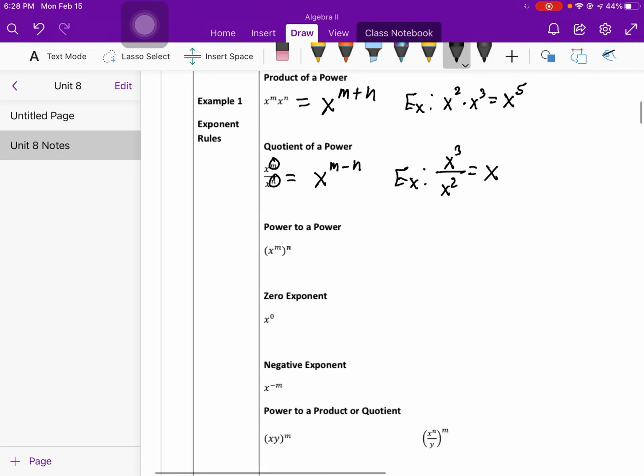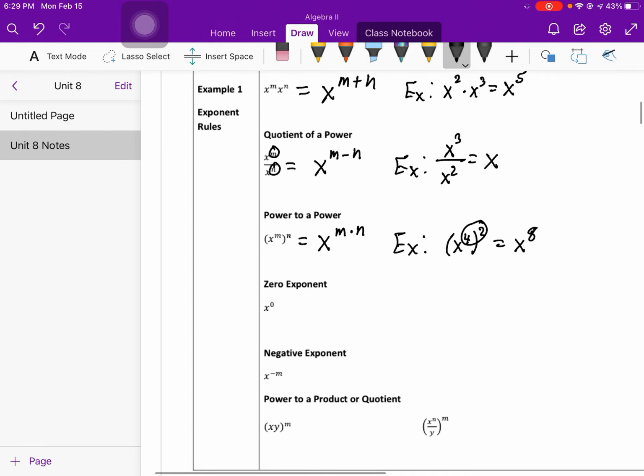Okay. Then when you have a power to a power, so we're taking an exponent of an exponent, we actually are going to multiply. So x to the m, parenthesis, to the nth power becomes x to the m times n. So an example of this would be, let's say we had x to the fourth squared. You would take 2 times 4 and get x to the eighth.